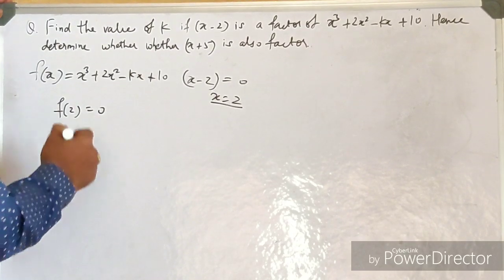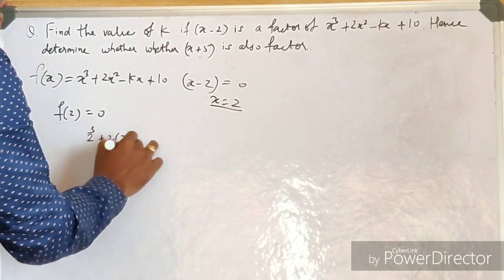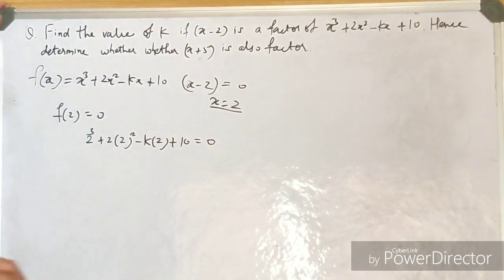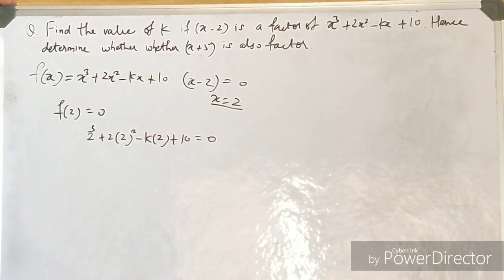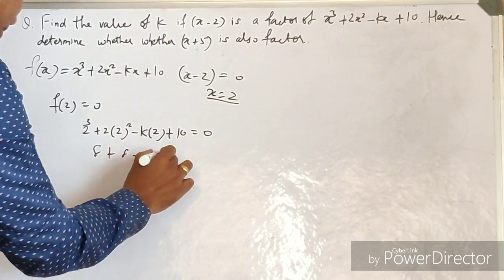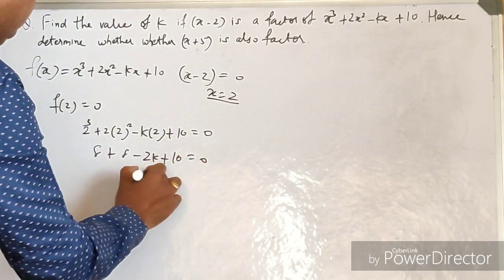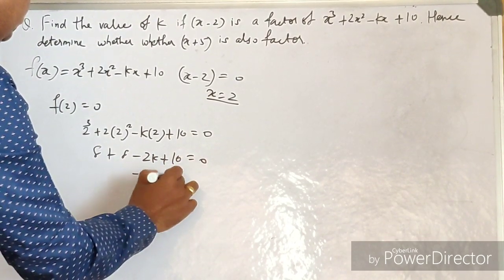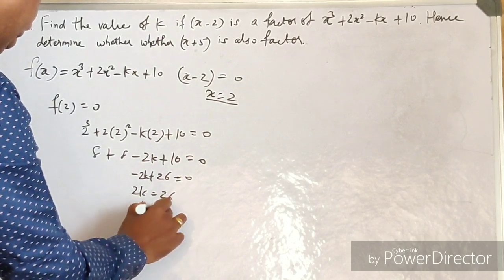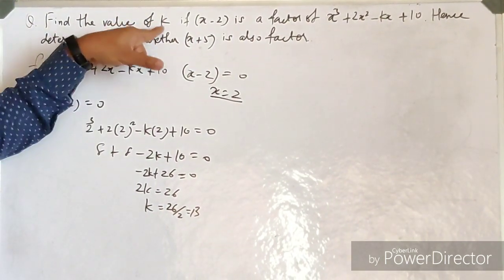Now how do we do that? Let's try to understand that. We'll substitute the value of 2 here. So it becomes 2 cube plus 2 into 2 square minus k into 2 plus 10 should be equal to 0. This is the whole meaning of this first statement. Now we'll solve it. It becomes 8 plus 8 minus 2k plus 10 is equal to 0. 8 plus 8 is 16, 16 plus 10 is 26, so 26 minus 2k is equal to 0. Now 2k is equal to 26, so k is equal to 26 by 2, which is 13. So we got the k value as 13.